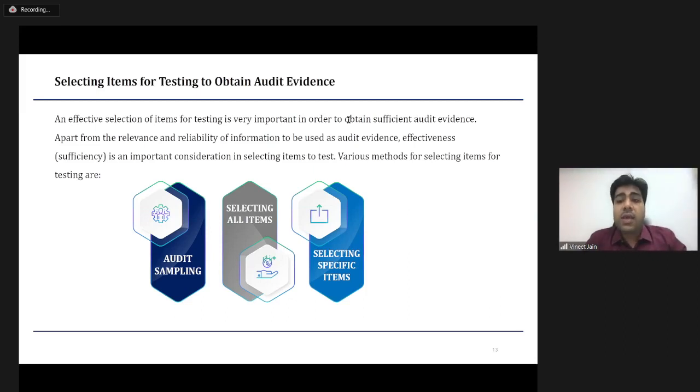And there are three methods for selecting items for testing. The first one being audit sampling. The second one is selecting all items, where we select all the items and test everything. The third being selecting specific items.